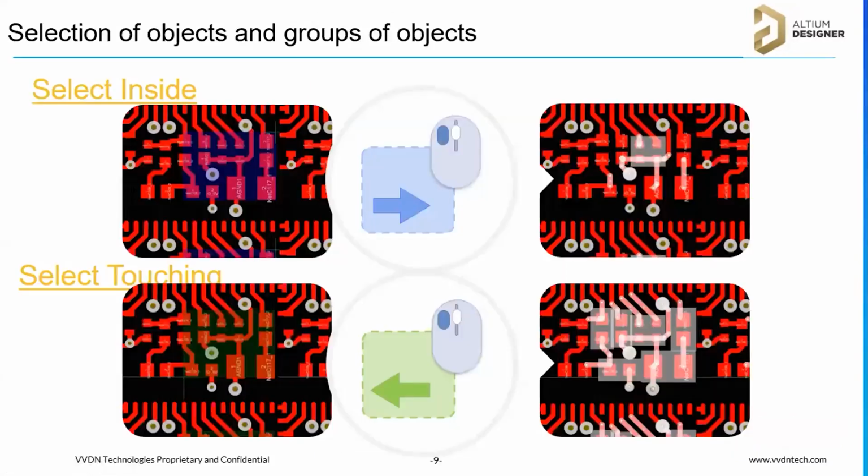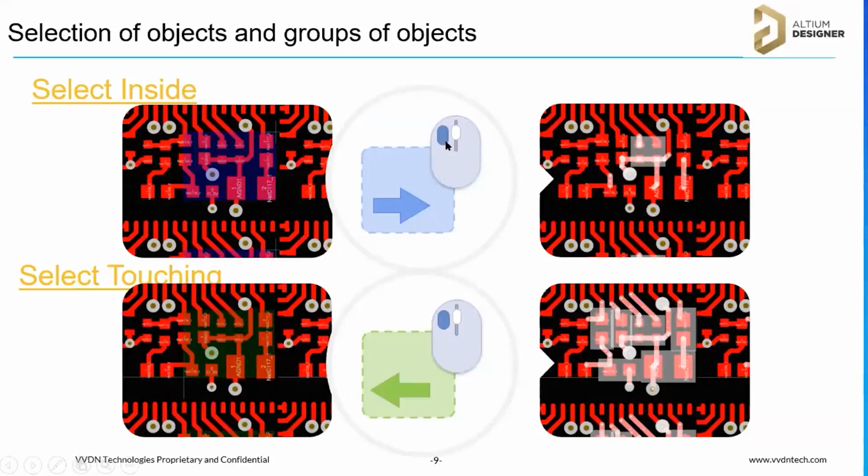And yeah, this is one good feature. Suppose you want to select the object which is inside the rectangle, if you're drawing some rectangle, and it should select only the object which is inside. And the other option is select touching. Suppose it should select all the objects which are touching the rectangle.